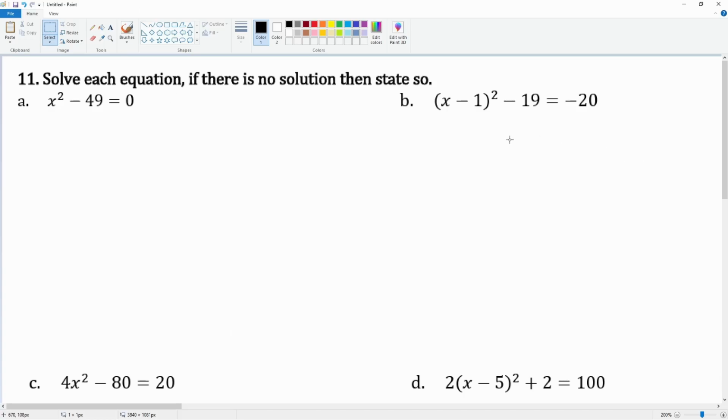All right, here we have number 11. You're going to solve each expression. If there's no solution, then state so. Okay, I'm just going to do A and B right now.